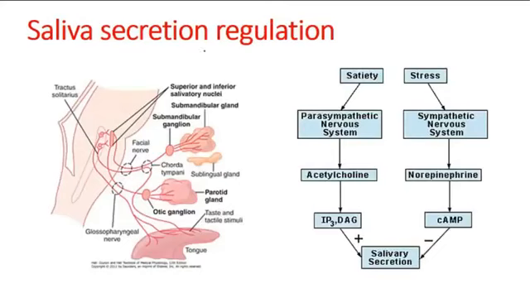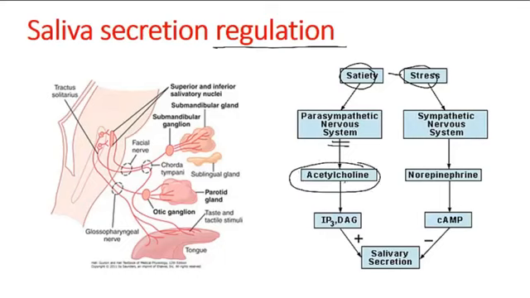Now if you look at the regulation of the saliva secretion, it is mostly regulated with the help of the nervous system. The whole process is regulated there. There are two scenarios you can see here: one is the satiety and then the stress. Normally when you are eating food, or you're seeing a lot of foods around you and you have access to all of them, the parasympathetic nervous system of your body starts producing acetylcholine.